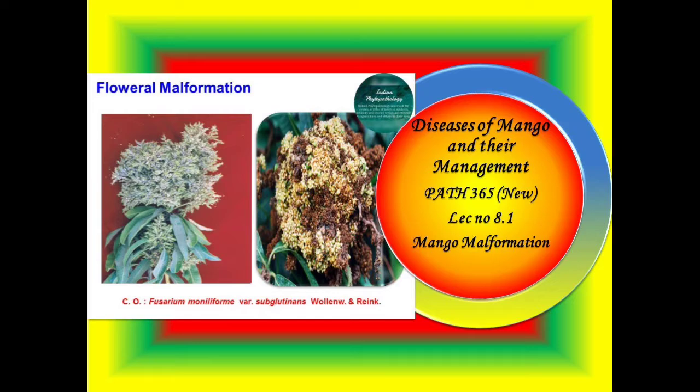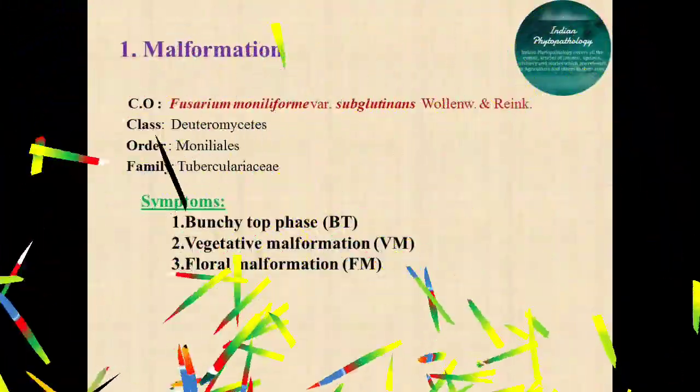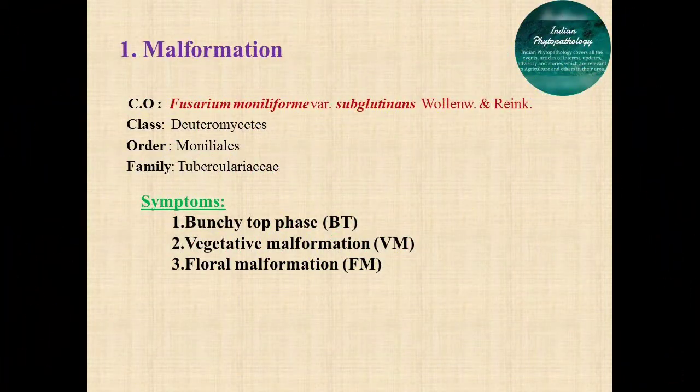In the previous lecture, we studied all the diseases of cotton and their management. Now today, we are going to see all diseases of mango, their causal organism, symptomatology and their management. First disease of mango is mango malformation and its causal organism is Fusarium moniliforme variety subglutinans. This mango malformation is one of the common diseases in mango crop and causes severe losses in mango.